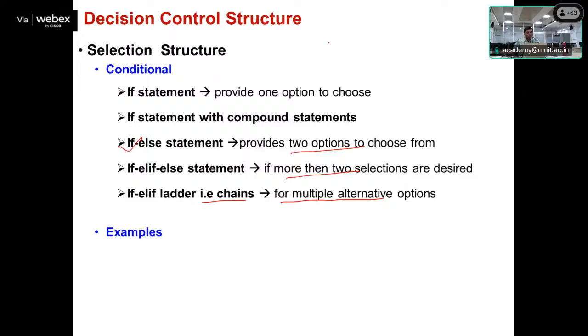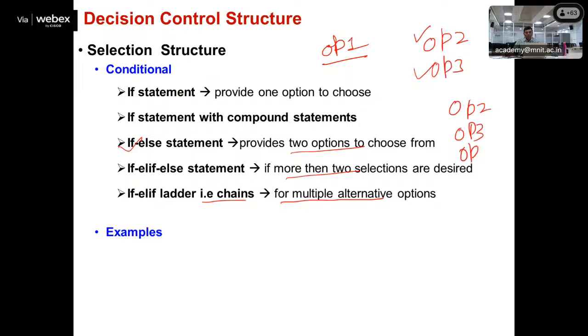Sometimes we have only one option. Option 1, I can decide whether this option 1 can be performed or not. Sometimes we have option 2, option 3. I can choose which of option 2 or option 3 needs to be performed. Sometimes we have more than 2 options, out of 3 which one are we going to perform. Sometimes we have more than 3 or 4 options, or maybe 10 options. Then we can go and use the if elif ladder.